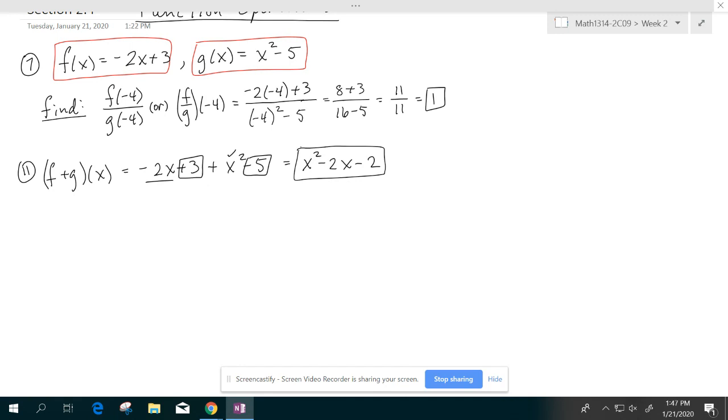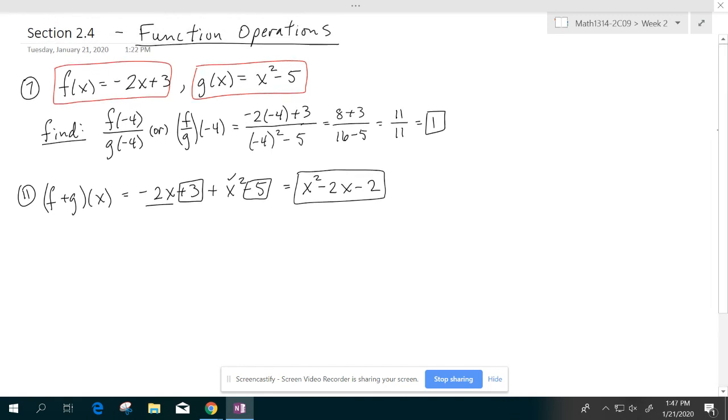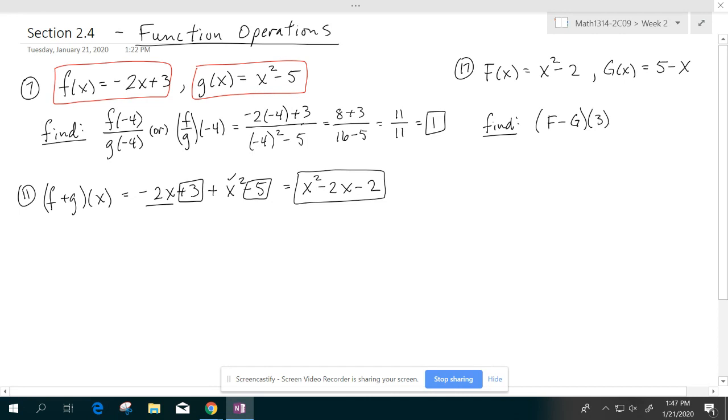Are y'all ready for the next one? Okay, next. Number 17. And here we have new functions. F of x, x squared minus 2. And g of x, 5 minus x. And we want to find f minus g of 3. That's what they want me to find. F minus g of 3.